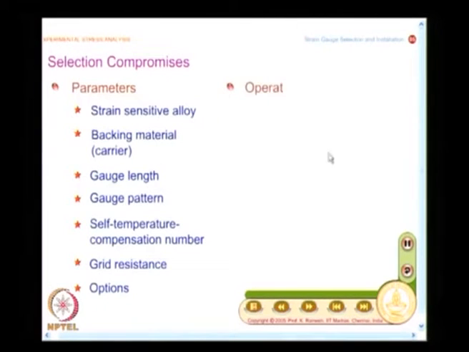And when I look at a strain gauge, what all do I need to worry about? I need to worry about what strain sensitive alloy I need to select. We have seen in an application where stability was important, going from Advance to Karma improved the performance. And in the same application, we also saw the selection of backing material from polyimide to epoxy phenolic resin has definitely improved the performance.